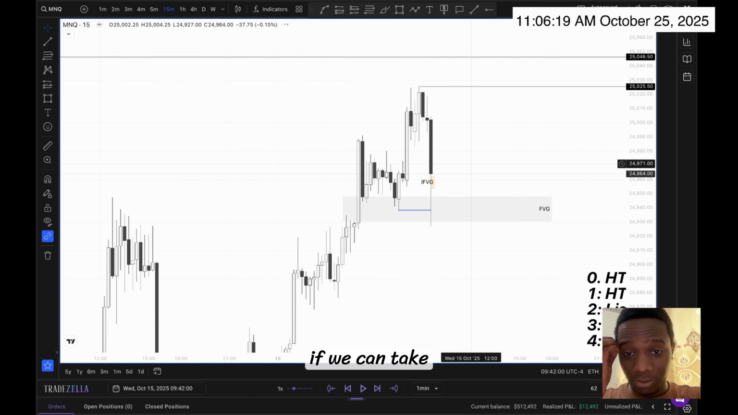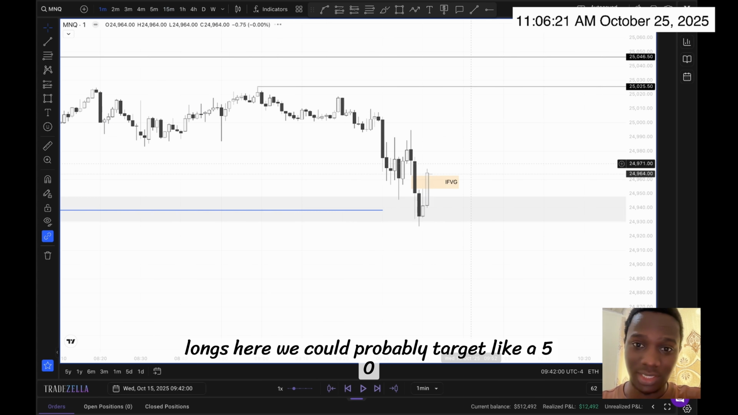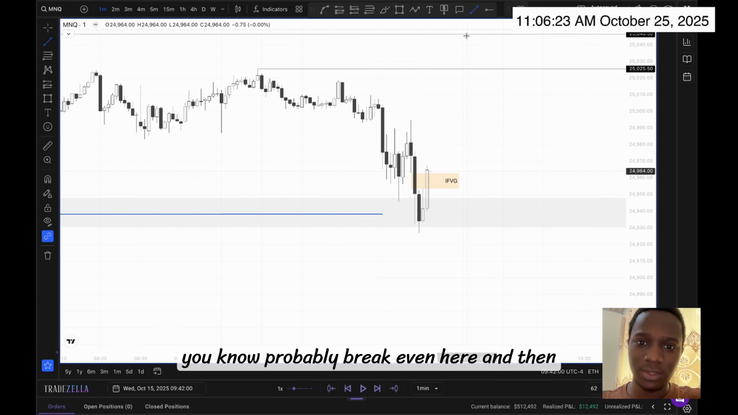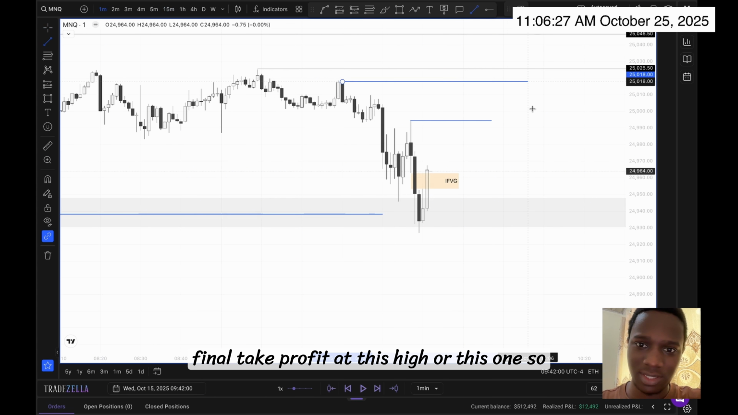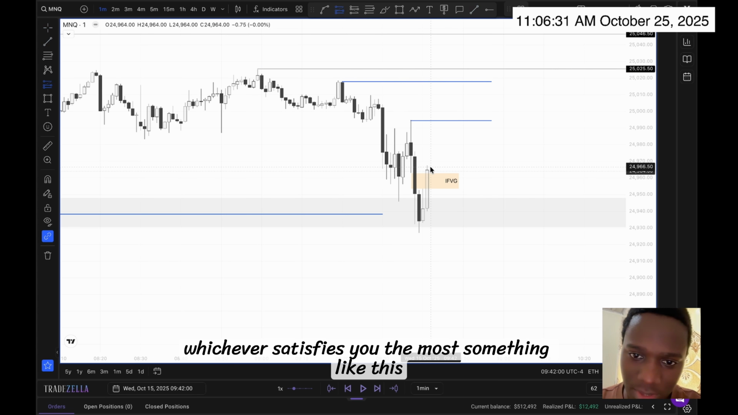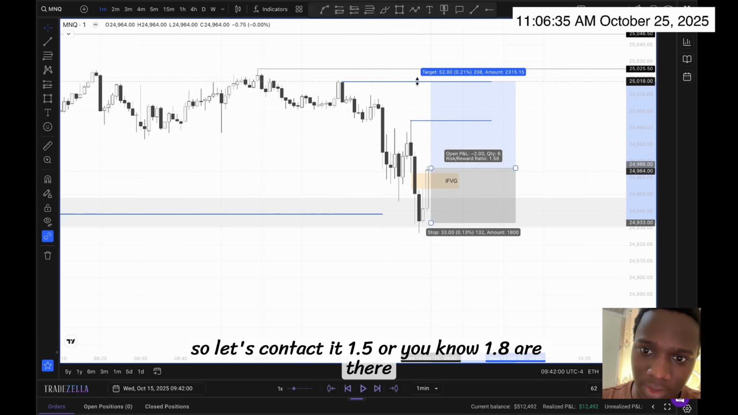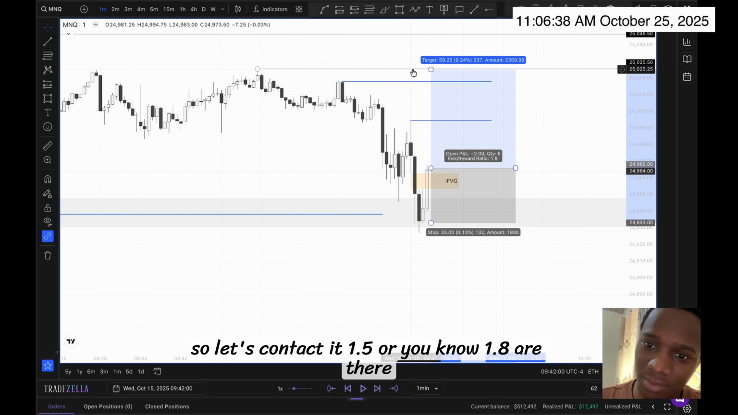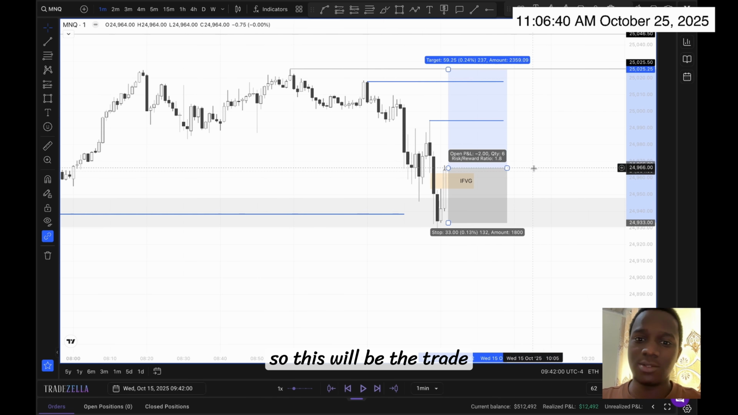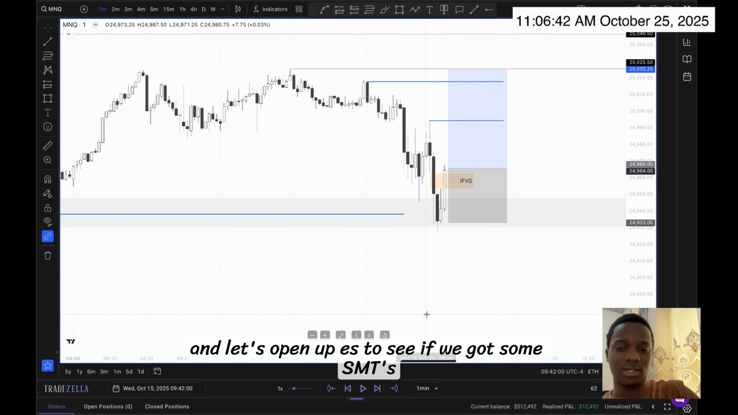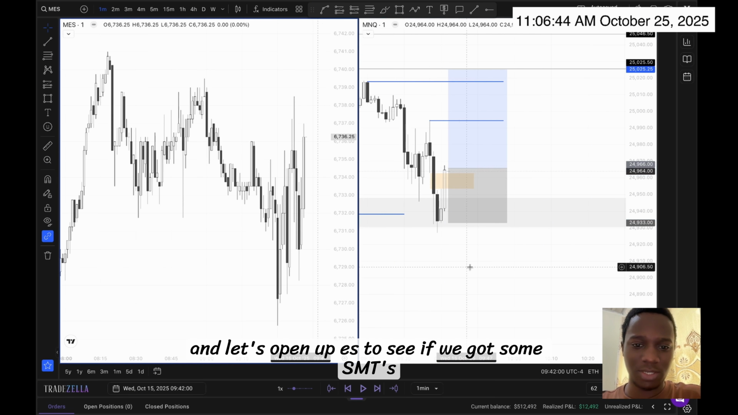Now if we can't take longs here, we could probably target a 15-minute high, probably break even here, and then finally take profit at this high or this one. So whichever satisfies you the most, something like this. So we can take it 1.5 or 1.8 R there. So this will be the trade, and let's open up ES to see if we got some SMTs.